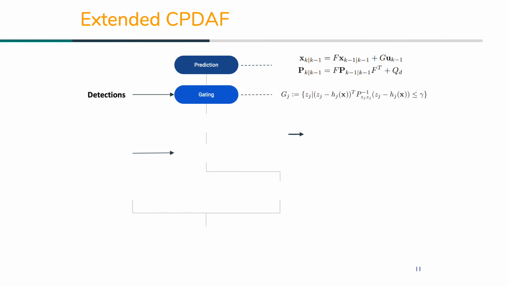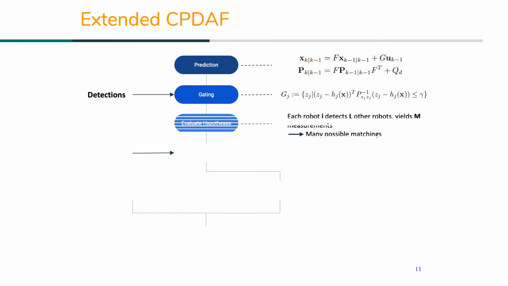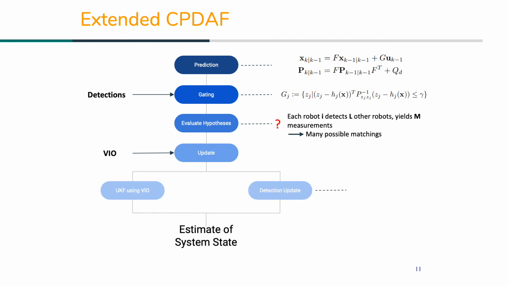Like that of other common filters, it also starts with prediction. When detections come, we use gating to ignore ones that fall out of the confidence bound. The first difference lies in evaluating the hypothesis. Note that each robot can detect other robots using different measurements. Therefore, there can be many possible matchings. And the second difference lies in how to update the detections.